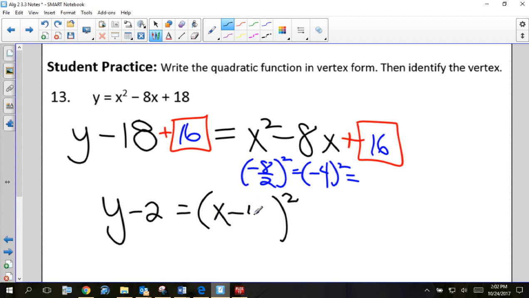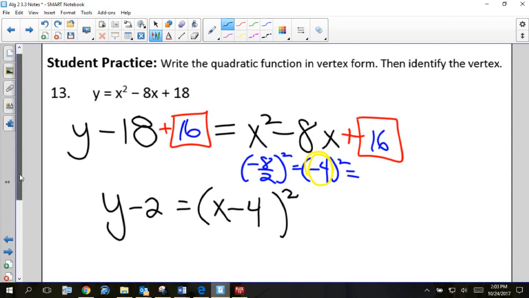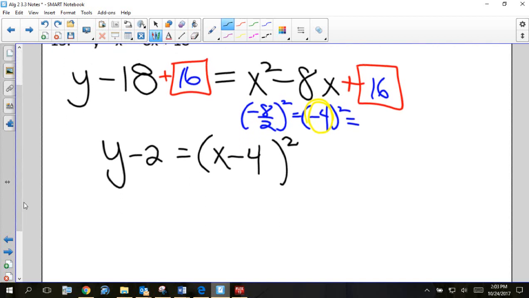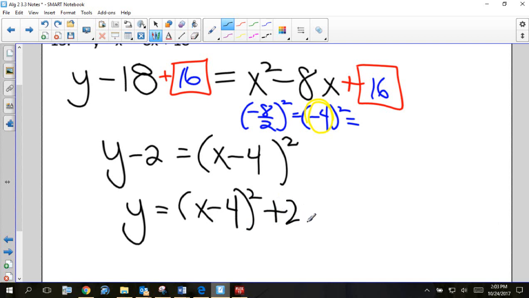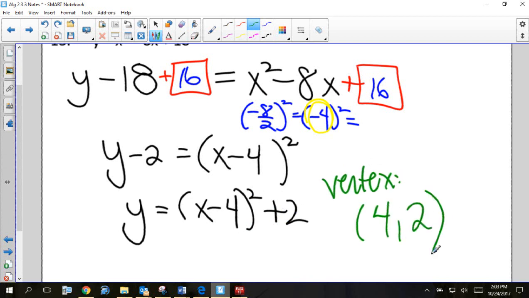Minus 4. And just a reminder where I'm getting that minus 4 from, it's the number I had before I squared it to find the square, complete the square number. And then we're writing in vertex form, so now I'm just going to move the 2 back over to the other side. Y equals, parenthesis, x minus 4 squared plus 2. So where would our vertex be if we were graphing it? Positive 4, positive 2.